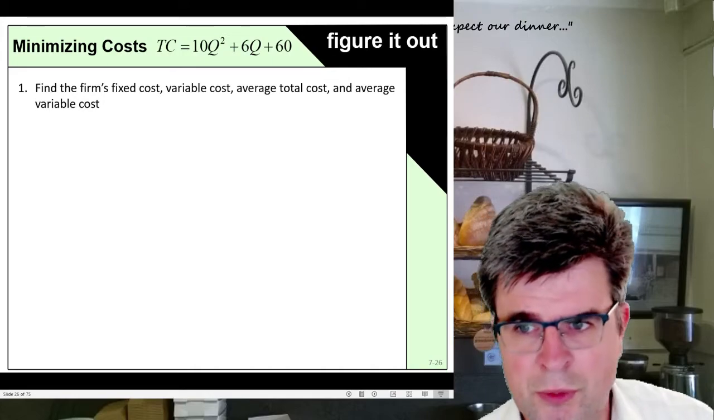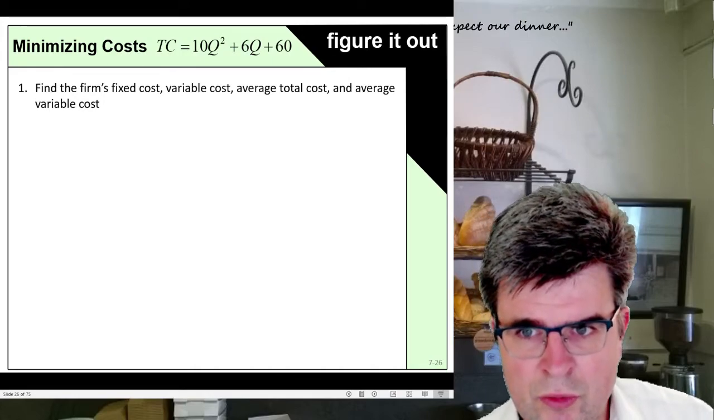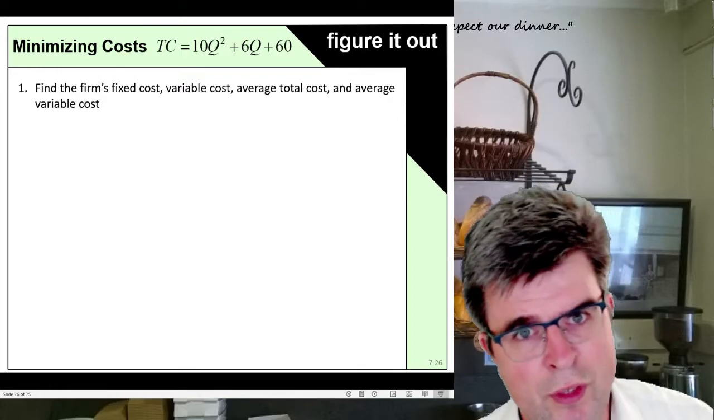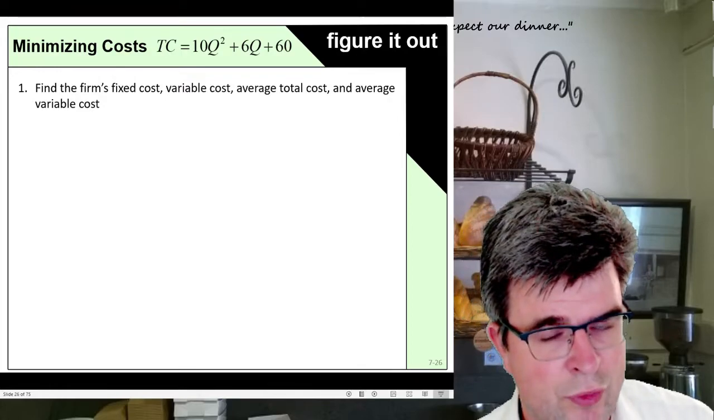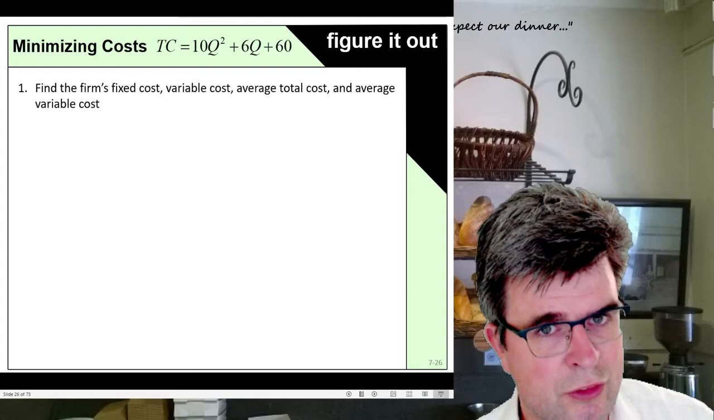But we start with question 1. So the total cost is the sum of the variable cost and the fixed cost. And the fixed cost is the part of the total cost that doesn't depend on output.